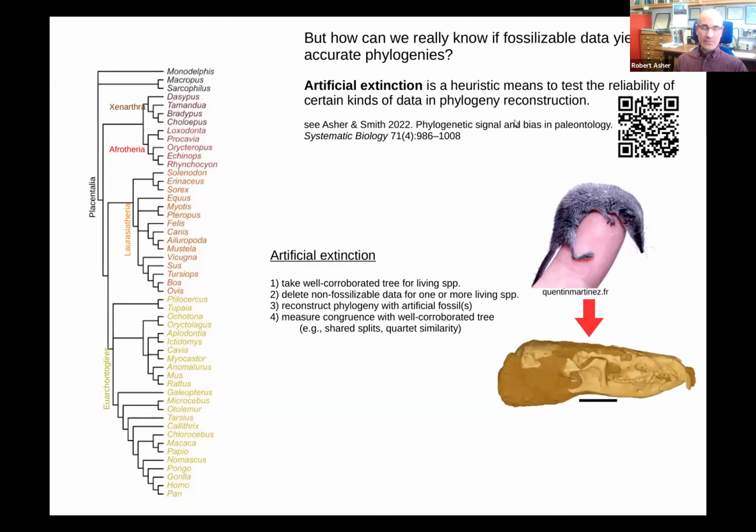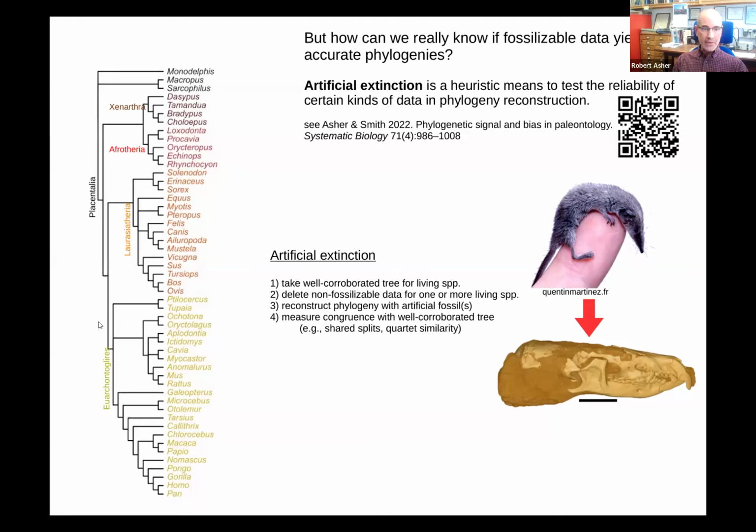The notion that fossilization itself causes species to misleadingly appear towards basal nodes is called stemward slippage. I don't think that's true, as I may have mentioned. If you want to read about that, here's the QR code to look at the paper Martin and Smith and I wrote a couple of years ago. The basic methodology for artificial extinction is you take a living animal, like this shrew, and you pretend for a moment that it's a fossil.